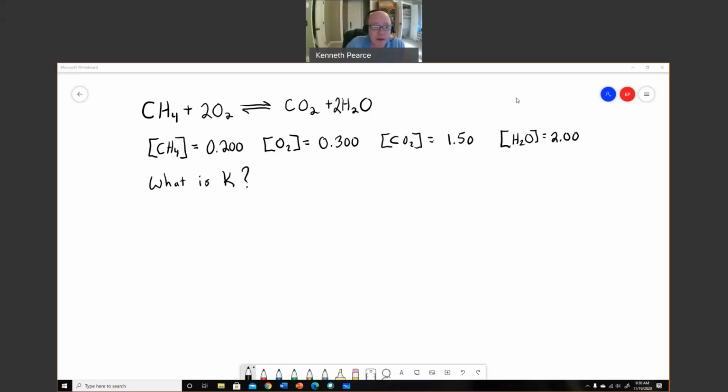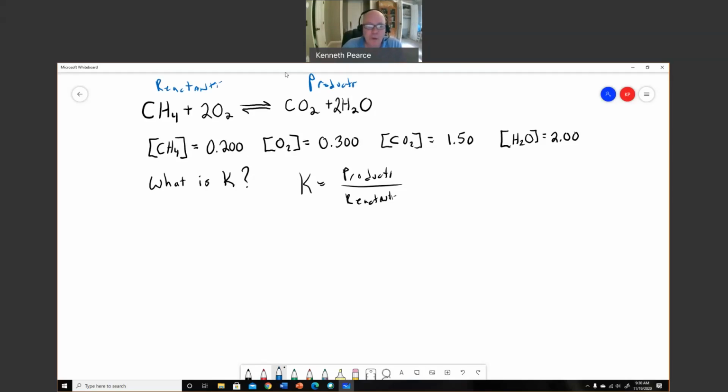First step is you have to write out the equilibrium expression. Now remember that K is products over reactants. Hopefully, you know which side the products are on. The products are on the right-hand side. Here they are. And the reactants are always on the left-hand side.